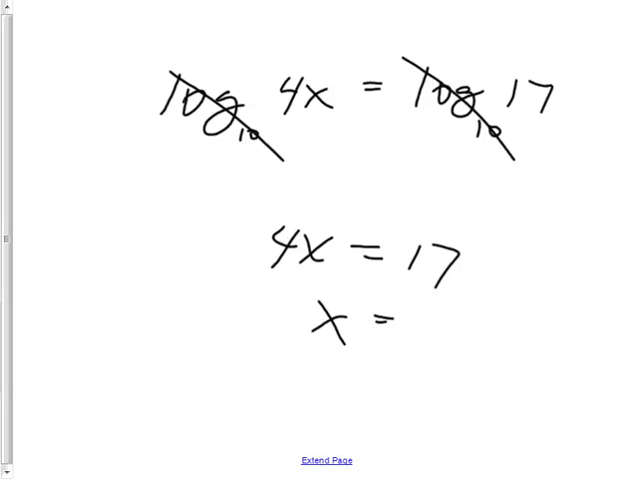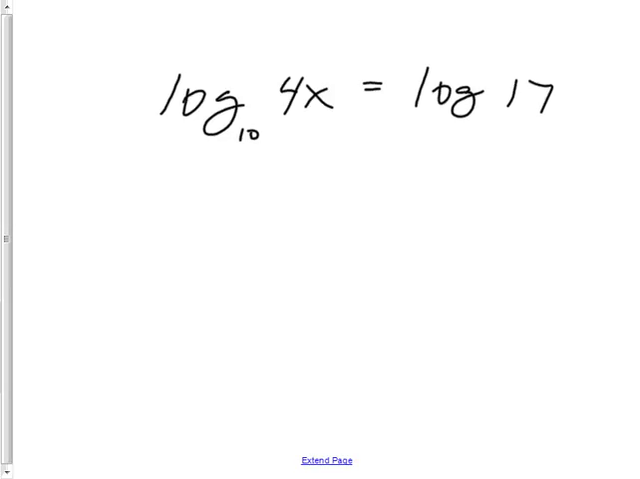So x equals 17/4. And if I really want to prove that, I go back to my original problem. And I know the answer is supposed to be 17/4, right? So let's see if it actually works. I put in a 17/4 here. The 4's cancel. Log base 10 of 17 is log base 10 of 17. It's the exact same thing. Yay. Okay, so I know it worked. So I know that answer was right.